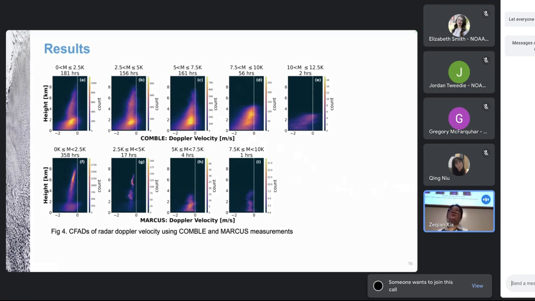But it's a very good point. Unfortunately, we don't have good uniform measurements from MARCUS. Otherwise, we would probably be more confident in drawing this conclusion. But thank you so much.